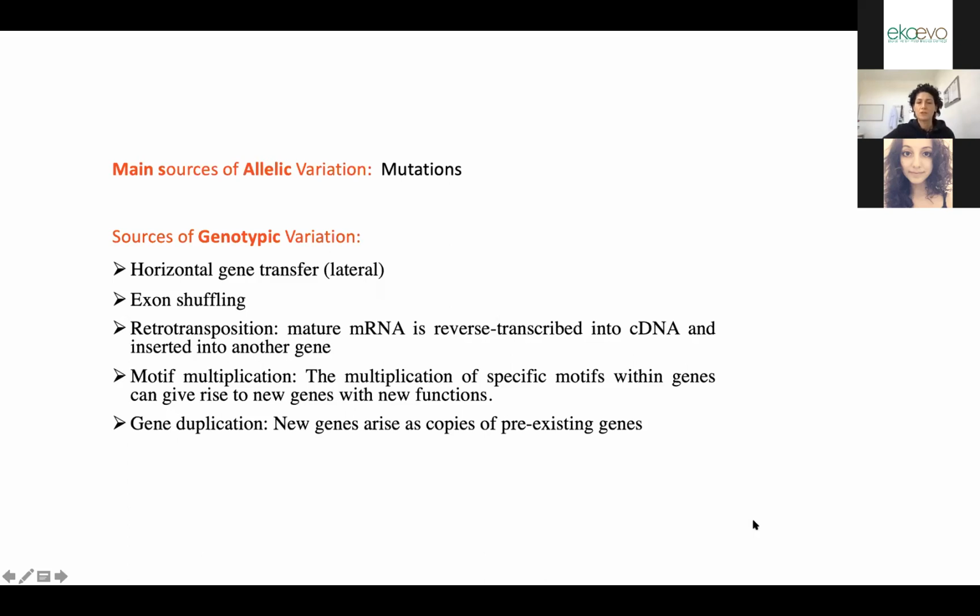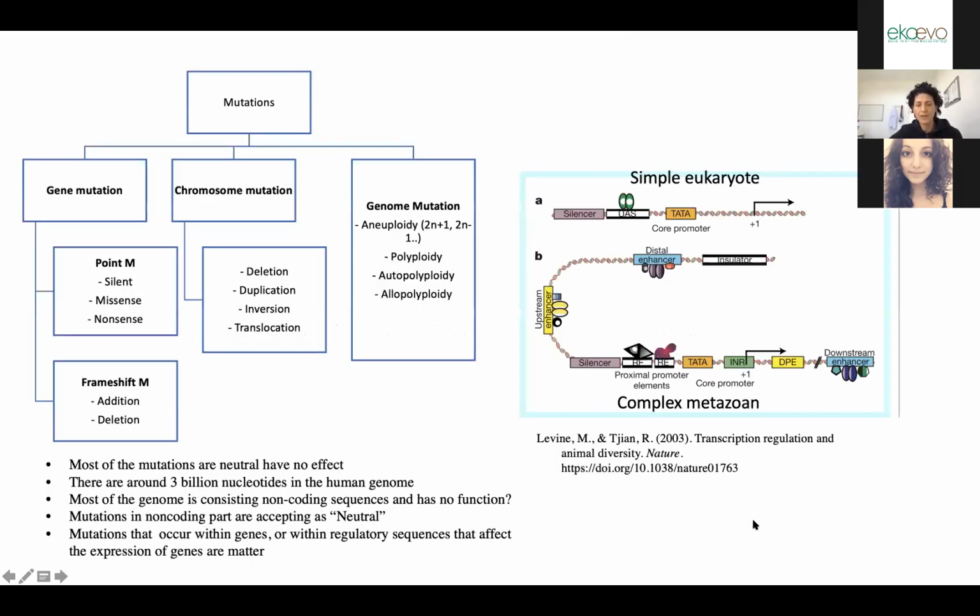But this is not the case also nowadays. Another source of genotypic variation is exon shuffling. Retrotransposons can also create genotypic variation. Motif multiplication can increase the motif number and can create a new gene. And one of the common mechanisms for genotypic variation is gene duplication. I'm going to give an example for this one. Many new genes arise from this gene duplication process.